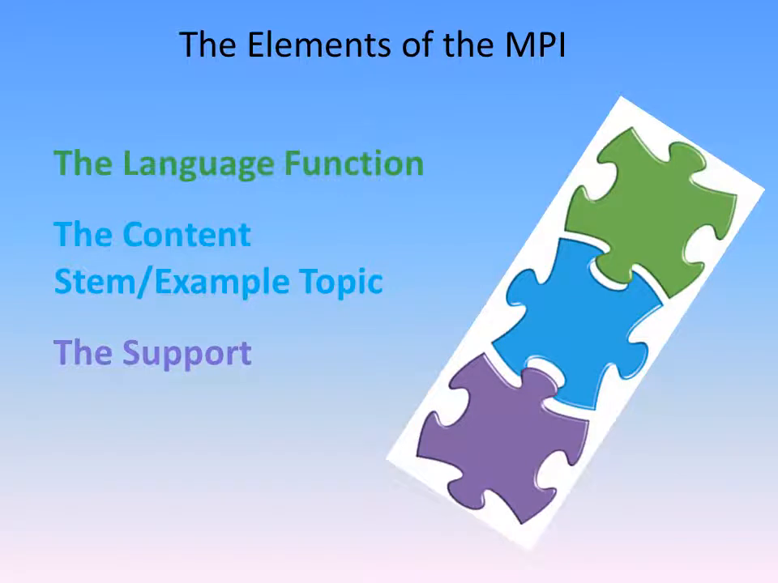Okay, so each MPI, as we talked about, is one of the boxes on those charts we've looked at. We haven't noticed it subtly yet, but we're going to go into it now because each MPI actually holds 3 key elements and always in the same order. The first is the language function, the second is the content stem or the example topic from the lesson, and the third thing is the supports.